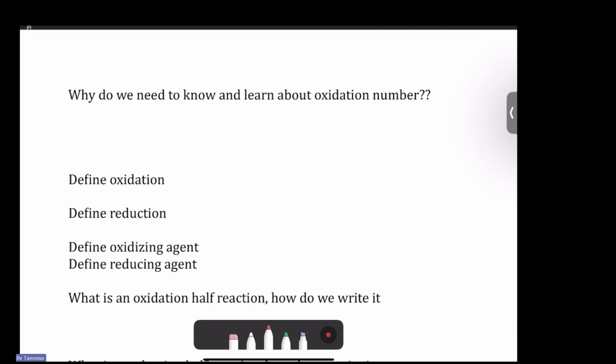Okay, now, why do we need to know and learn about the oxidation number? This is the second lesson. No, we're still in the first, but this is a question that I added that will also be part of what I need. Oxidation number is a basic lesson required for topics 7 and 8. You cannot work without oxidation number.